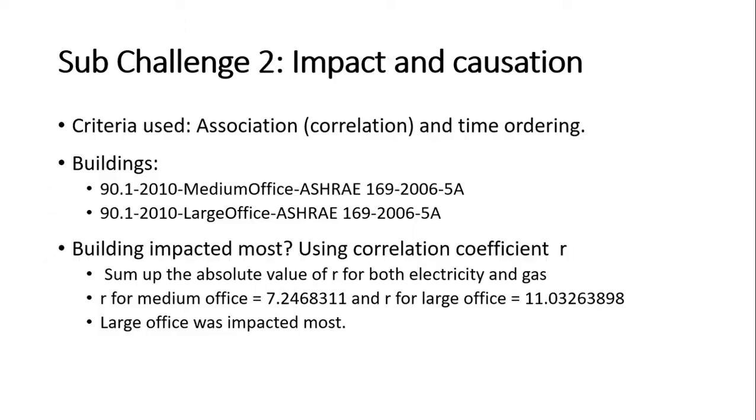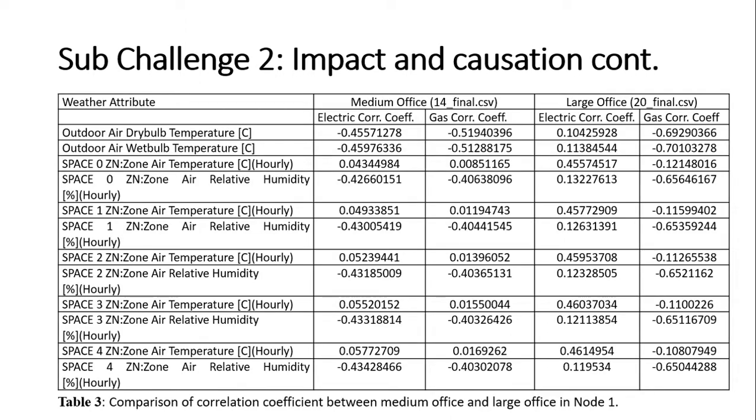The criteria used in question 2 to identify the building impacted most by external factors like weather are correlation and time ordering. The dependent variables are electricity and gas, while weather attributes are the independent variables. We identified 2 buildings from the HTML files and noticed that the large office was impacted most based on having a higher cumulative sum of 11.0326 for the correlation coefficient R.